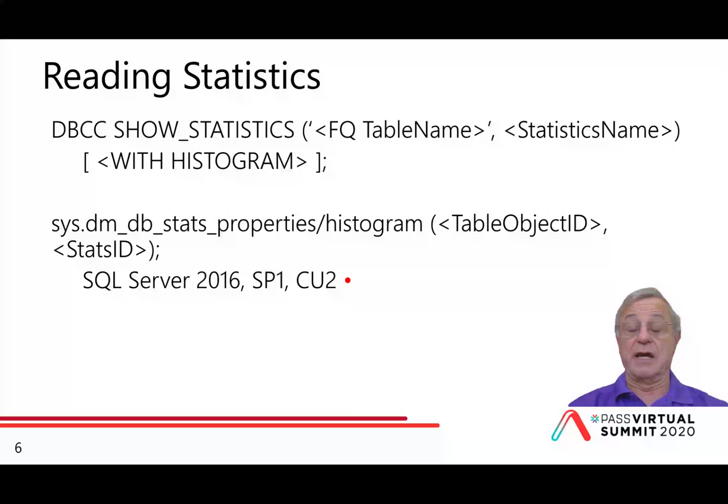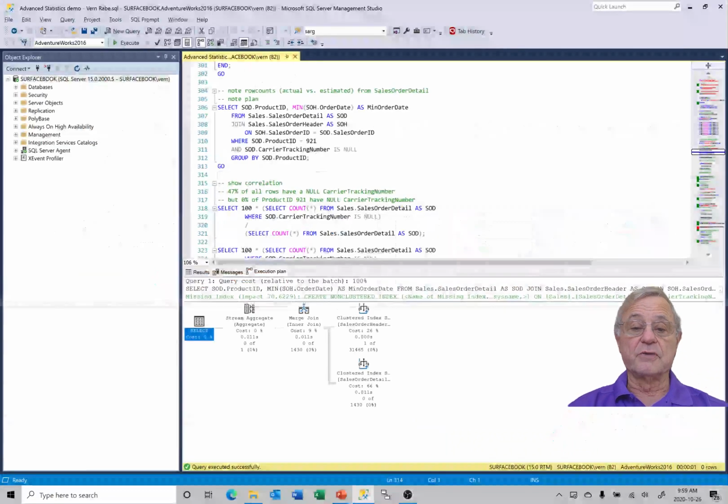The other, more recent and preferred, in my opinion, way to look at the statistics is using the Dynamic Management View sys.dm_db_stats_properties and/or sys.dm_db_stats_histogram. And notice here that it passes in the ID of both the table name and of the statistics object. This Dynamic Management View became available in one of the versions of 2016, as I highlighted there. I have a little red dot here, and that's the note to myself that I have a demo to show. So let's go do the demo.